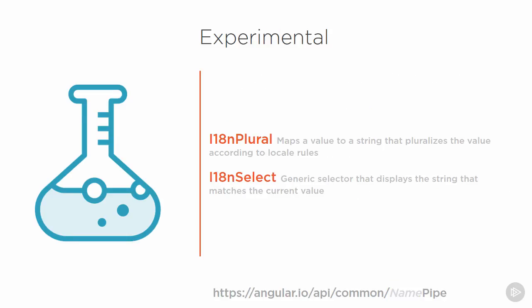The next category of pipes is those that are tagged as experimental. Both of these are used for localization. You can expect to see some changes to these as they eventually make their way to stable.